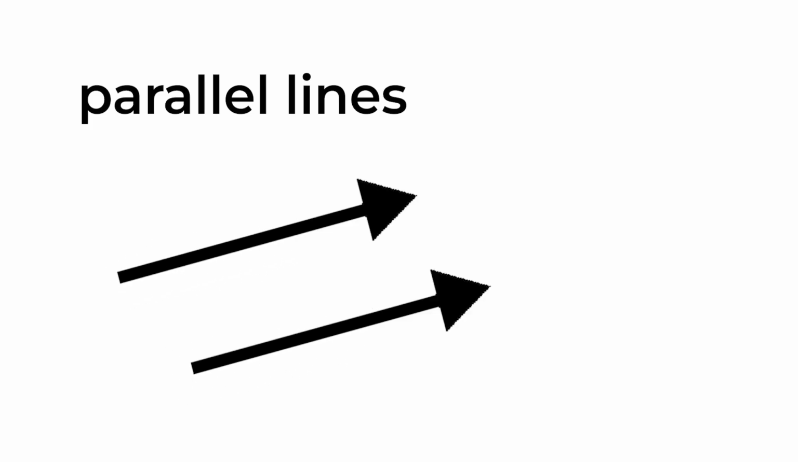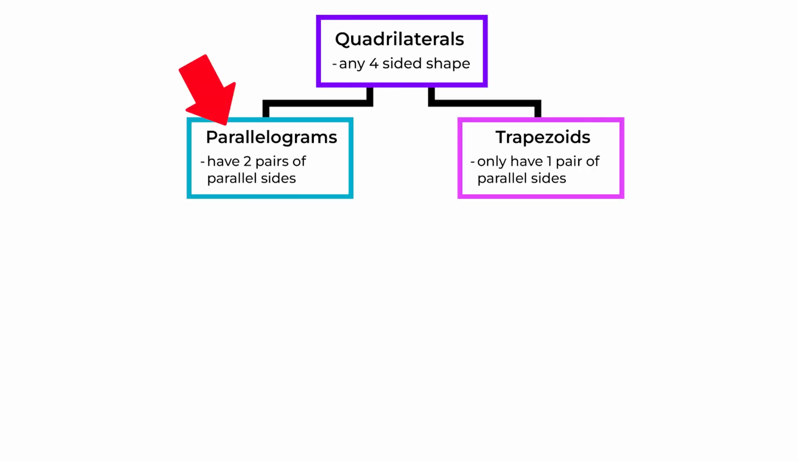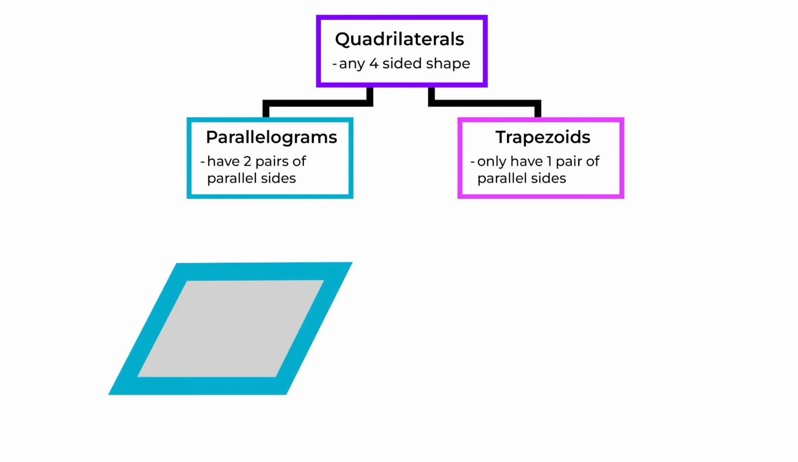Remember, when lines are parallel, they could go on forever and they would still never touch. Parallelograms have 2 pairs of parallel sides. So looking at a parallelogram, we can see that these 2 sides are parallel and will never touch. And these 2 sides are parallel and will never touch.